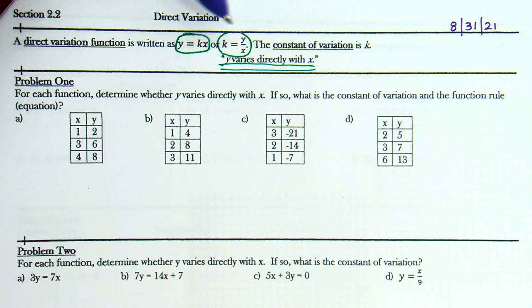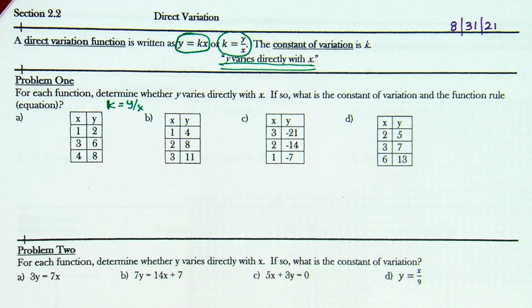My recommendation is that you use that equation, k equals y over x, to decide. If we use that equation and it's direct variation, all of those values will work. If it's not direct variation, you'll end up with different values. But if they're all the same value, that means it's direct variation.